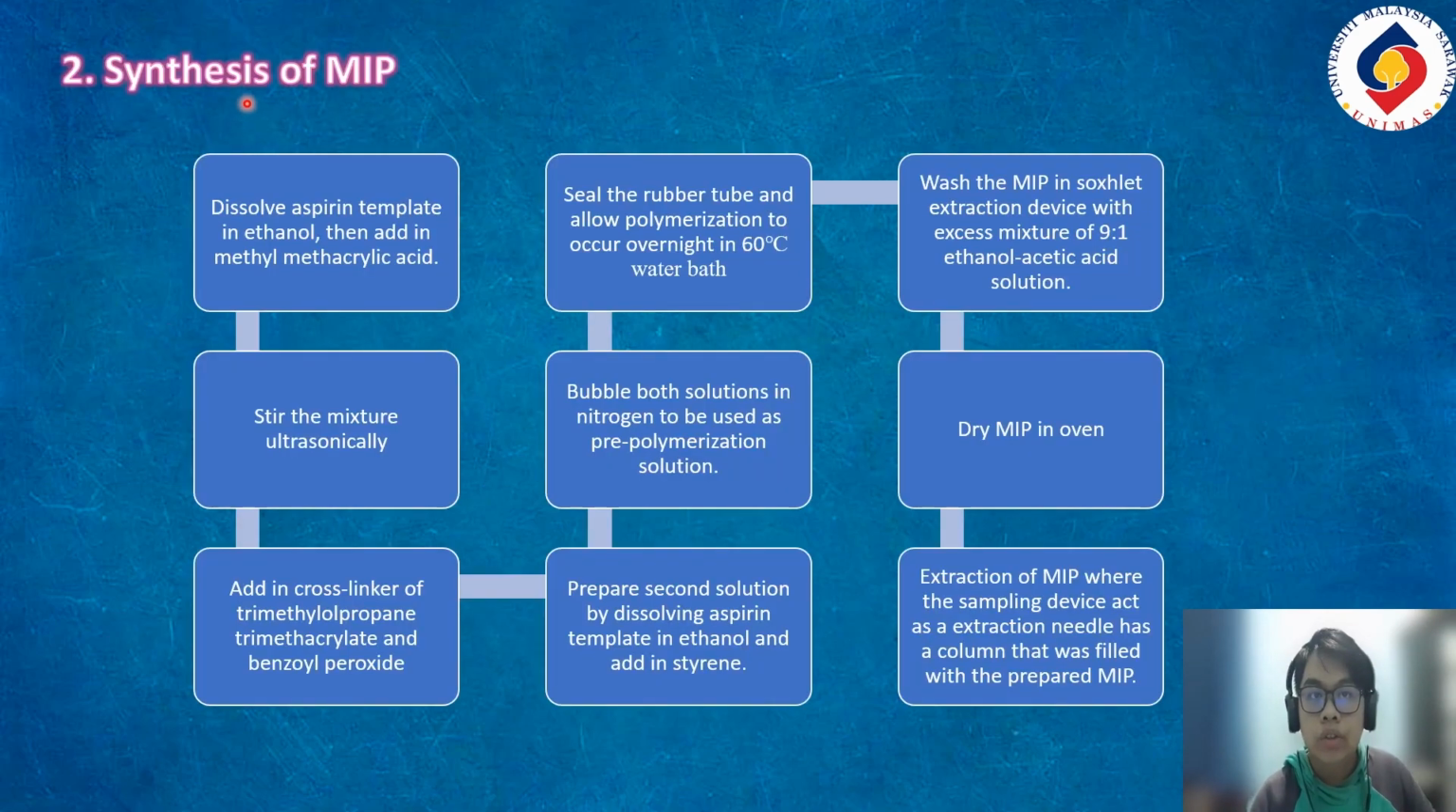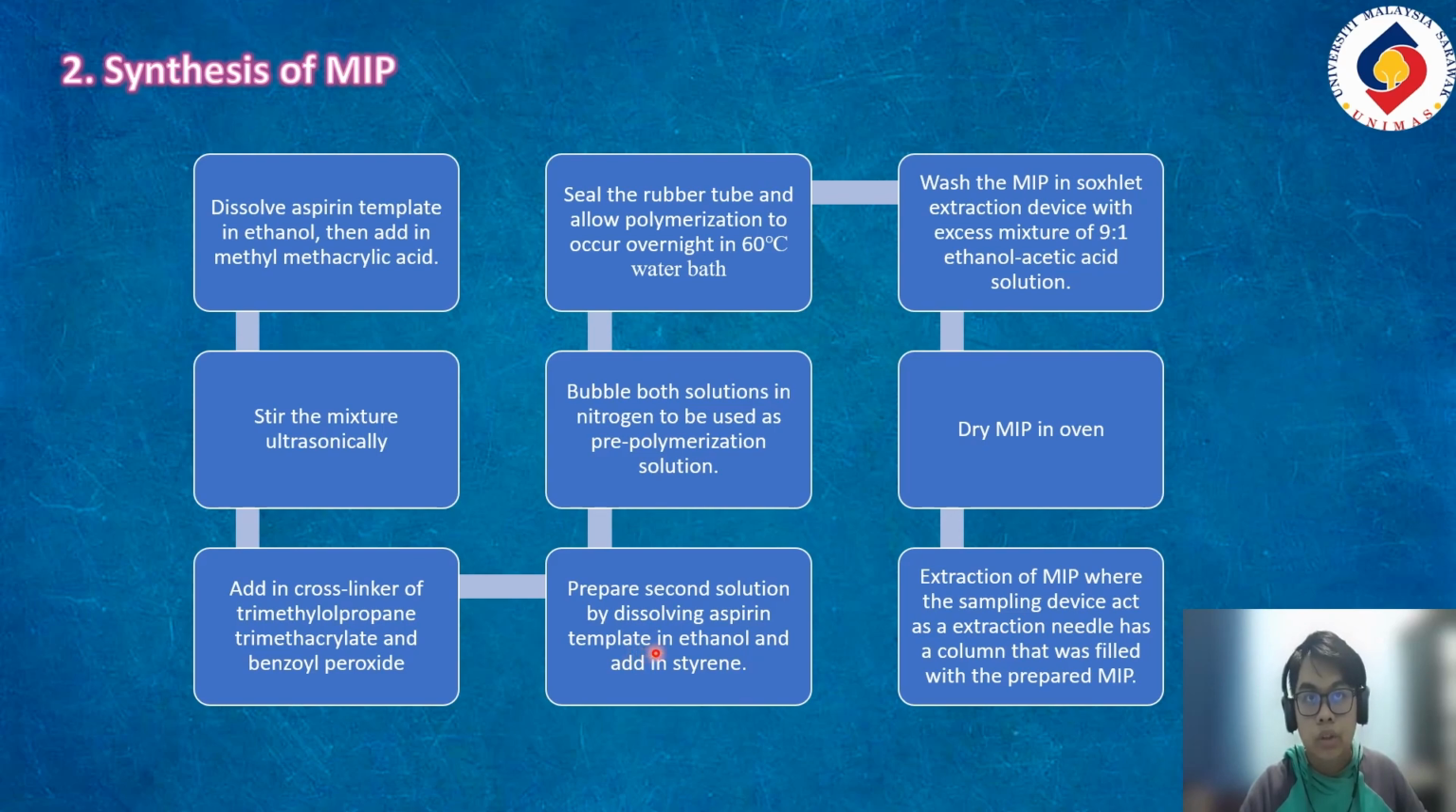Two solutions will be required to synthesize the MIP. For the first solution, aspirin template will be dissolved in ethanol and methyl methacrylic acid will be added in. Next, the mixture will be stirred ultrasonically, and finally, the cross-linker of trimethylpropane, trimethylacrylate, and benzoic peroxide will be added in.